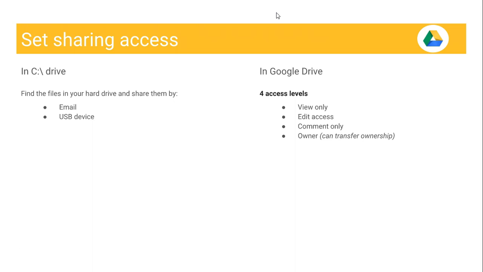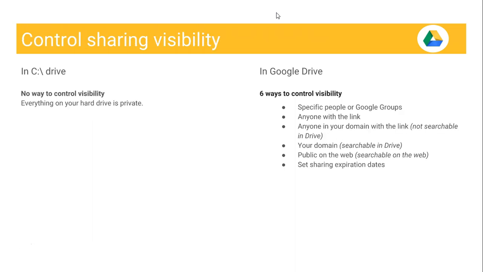In Google Drive, you have four levels of access: view only, edit access, comment, or owner, and the ability to transfer the owner's files. In Drive C, everything is private, but in Google Drive, you have six ways to control the visibility to any one of your files: specific people or a group in a Google group, which will share and remove sharing when they are a part of the group or not. You can set access to anyone with a link, the ability to view the file, or anyone in your domain with a link that is not searchable. You can also do a searchable in your domain from My Drive. Public on the web will get your file found in search engines, and there's new sharing permissions with expiration dates to sharing.